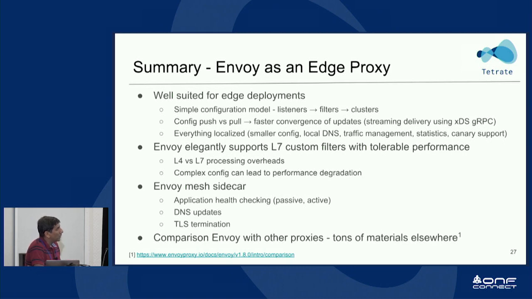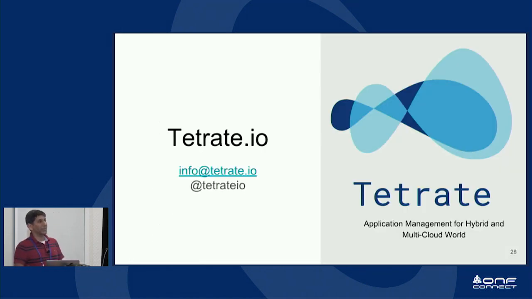An important aspect is the mesh sidecar model that takes away most of the control plane overhead in providing the distributed policy enforcement. So for example, the application health checking, DNS updates, TLS termination, all these would have to be done in the control plane in a distributed wide area network point of presence. It's all taken care of by Envoy for you here. So there's tons of material on Envoy, but in summary, Envoy is a very elegant implementation of what an edge proxy would look like architecturally. And that's all I had. Thank you.